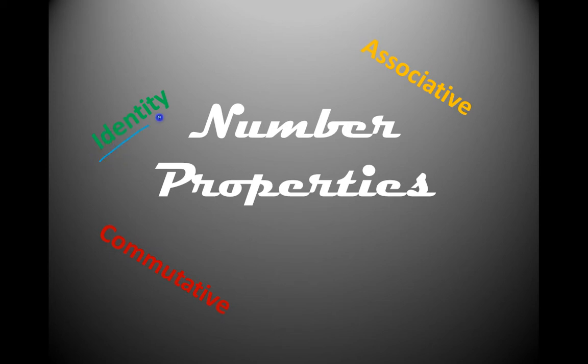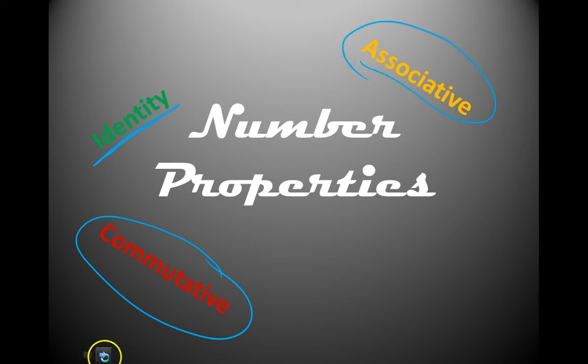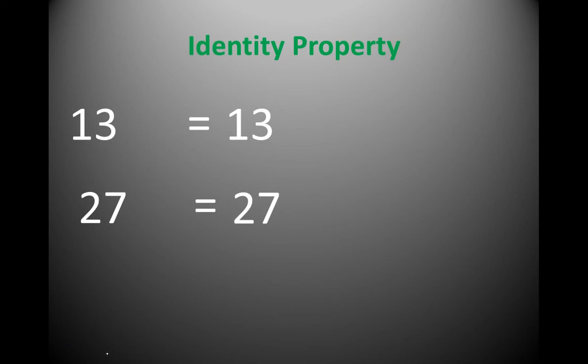The first one we're going to talk about is the identity property. We're also going to talk about the commutative property and the associative property as well. But let's start off with the identity property. Let me tell you, this identity property is going to blow your mind. First off, let's see if you agree that 13 would equal 13. Nod your head if you would agree with that.